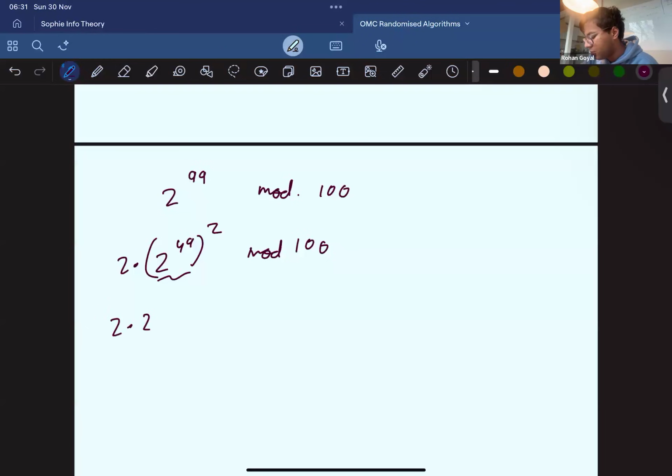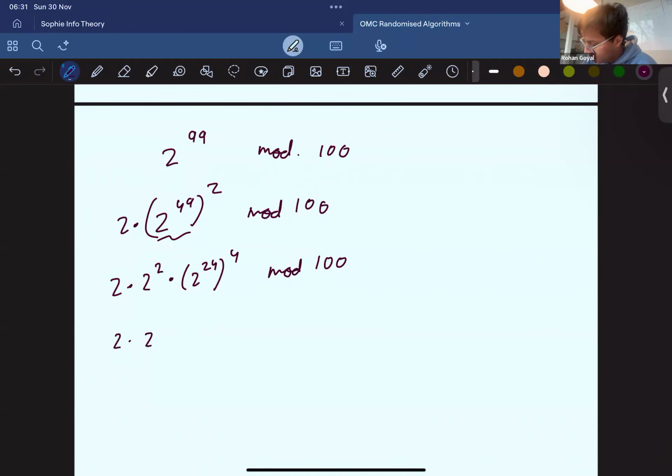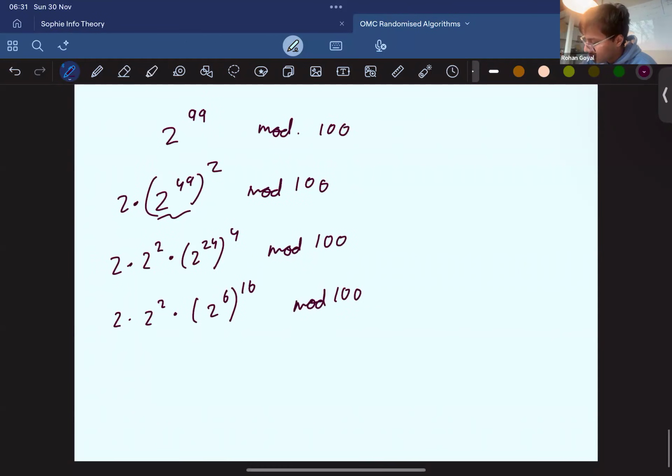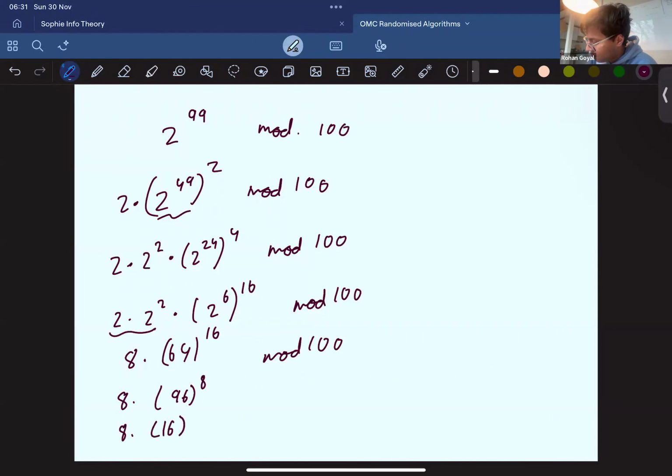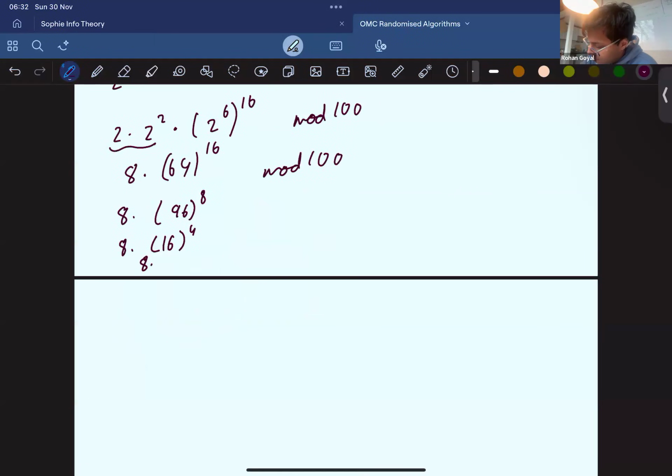So this is 2 into 2 squared into 2 to the 24, mod 100. This is 2 to the 6, squared, to the 16, mod 100. So now I can start reducing this. This is 8. This is 64 to the 16, mod 100. And I can reduce: 64 to the 16 is 96 to the 8, 16 to the 4, 56 to the 2, 36, and so on. So it's like 28 mod 100.